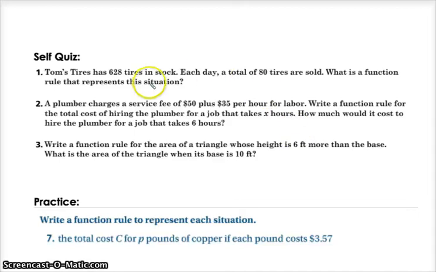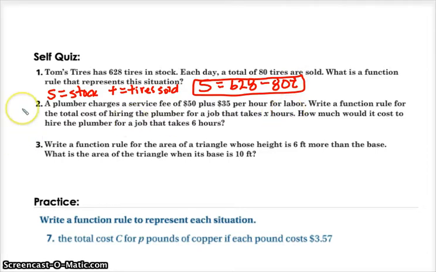For the first question, it says Tom's Tires has 628 tires in stock. Each day they sell 80 tires. So let's identify the variables. I've got S to represent my stock, and I've got T for tires sold. So the stock is going to equal 628, and it is decreasing by 80 every time tires are sold. So there is my function.